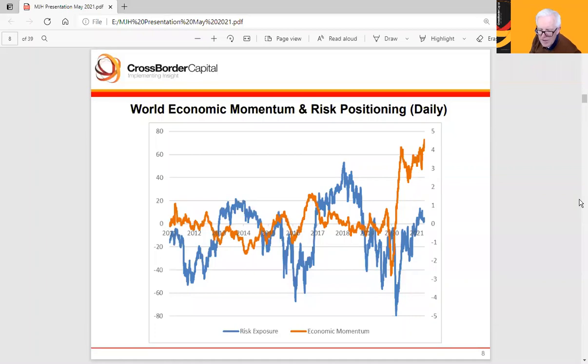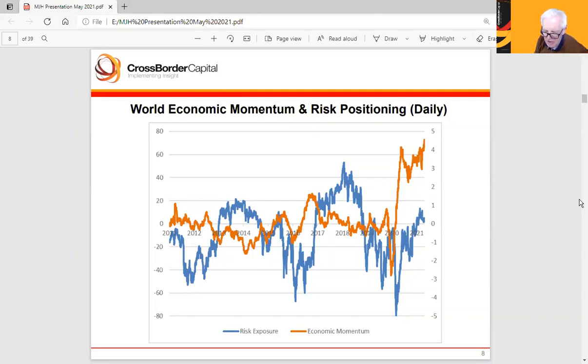The blue line, which is shown alongside, is a measure of the risk exposure of investors. And I'll say a little bit more about this later on, but this is a measure that we look at. It's daily data. It is measuring investor positioning. It comes from a variety of sources. It comes from stock exchange feeds. It comes from custodians, etc.